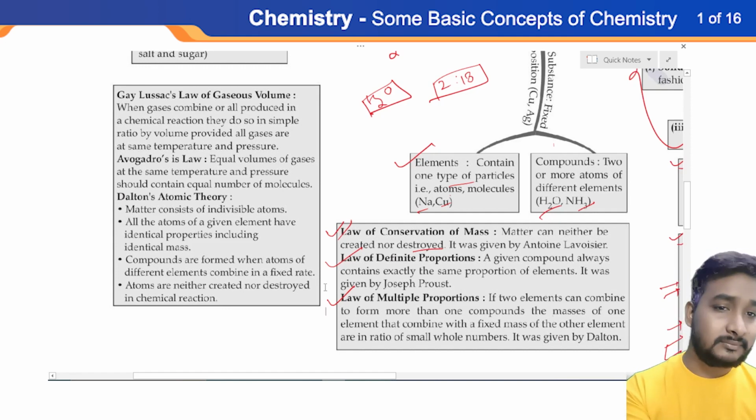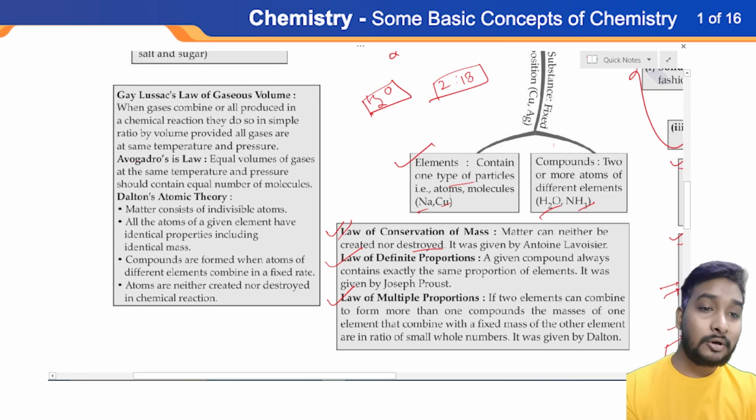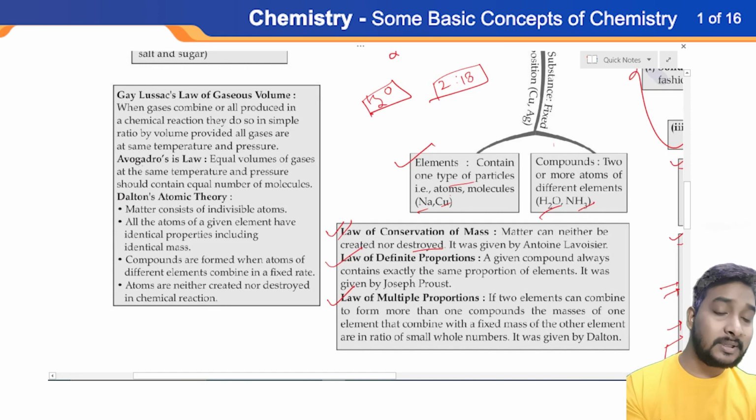You can memorize it. Now, Gay-Lussac's law of gaseous volume. When gases combine or are produced in a chemical reaction, they do so in a simple ratio by volume, provided all gases are at the same temperature and pressure. This is also simple. Avogadro's law: equal volumes of gases at the same temperature and pressure should contain an equal number of molecules. It is a very simple thing.